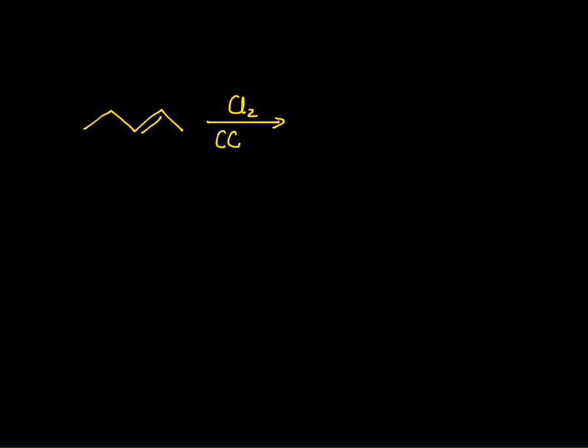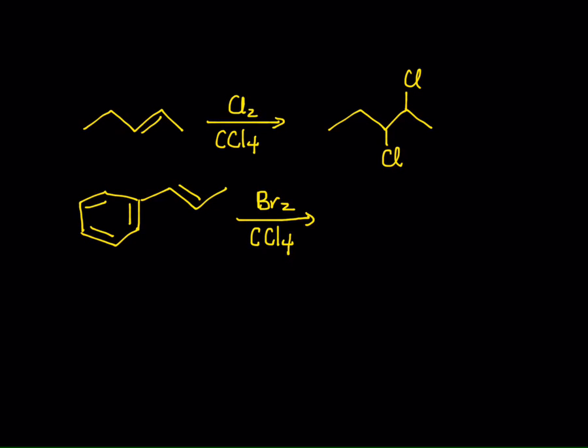So a few examples, I can take 2-pentene and react it with chlorine and I get 2,3-dichloropentane. And depending on the stereochemistry of 2-pentene, if I had trans-2-pentene, I would get a racemic mixture of 2 enantiomers. If I had a mixture of trans and cis, I would get all 4 possible stereoisomers of this reaction. Right? Here I have an example where I have a benzene ring with an alkene.